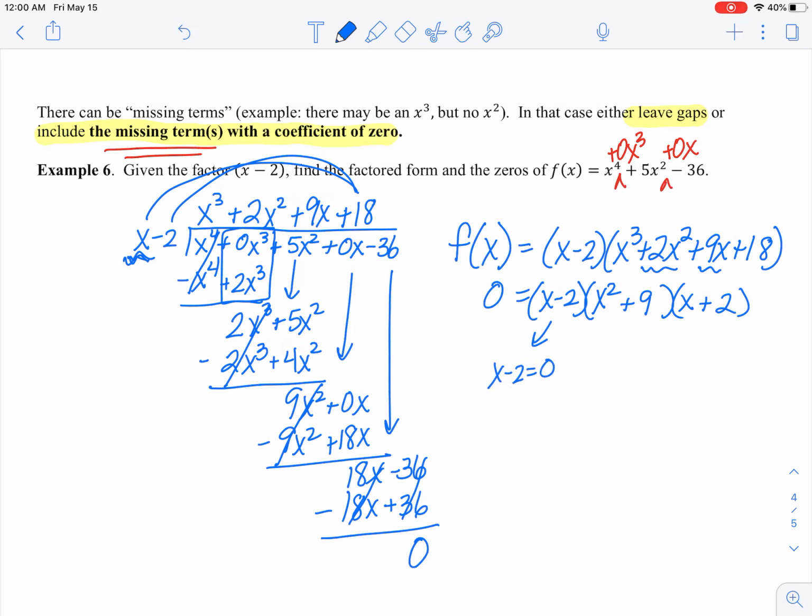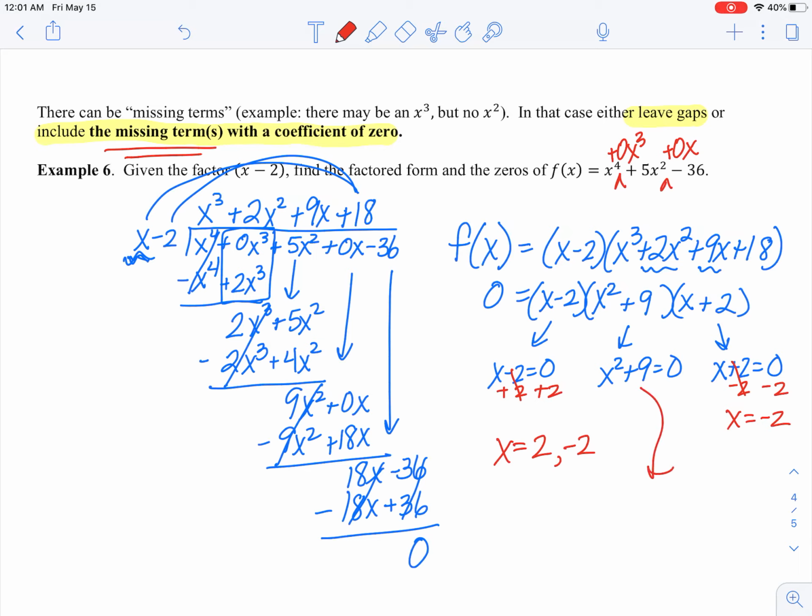So I have x minus 2 equals 0. I have x squared plus 9 equals 0. And then I would have x plus 2 equals 0. So on the first one, we're going to add 2 and get x equals 2. And I'm going to do the last one, minus 2, to get x equals negative 2. So we're going to add that to our list here.